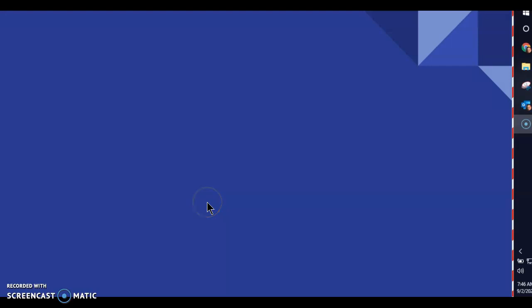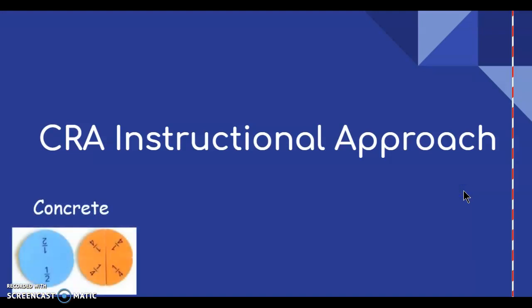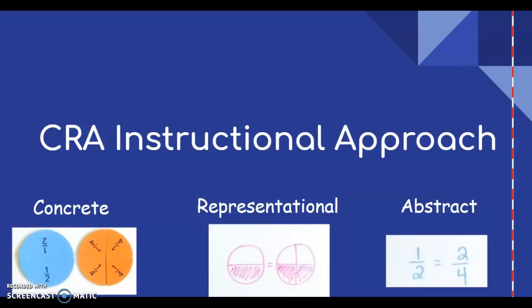This video is going to explain the CRA instructional approach, which is also known as the concrete representational abstract model. With this, there are three phases. I'm going to begin talking about the concrete phase, which is using manipulatives, and then I'll move on to the representational phase, which is representations. And then the abstract phase is the last thing I will mention, which is transferring that knowledge to abstract.